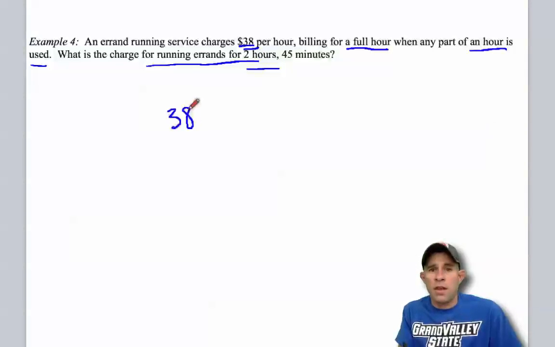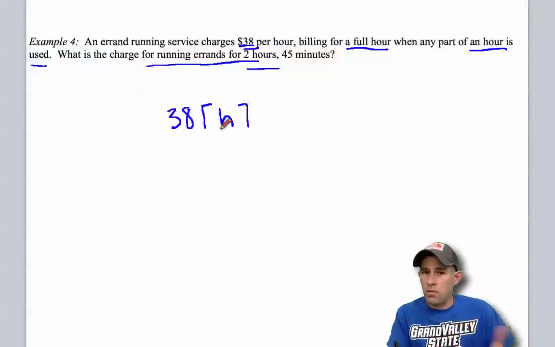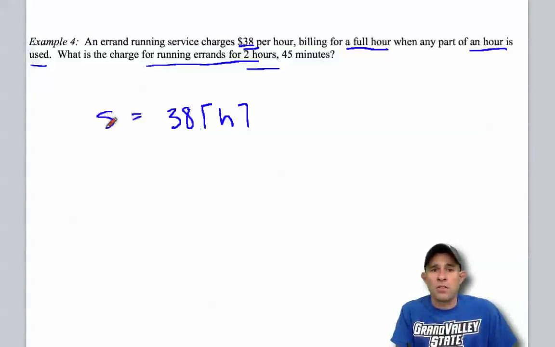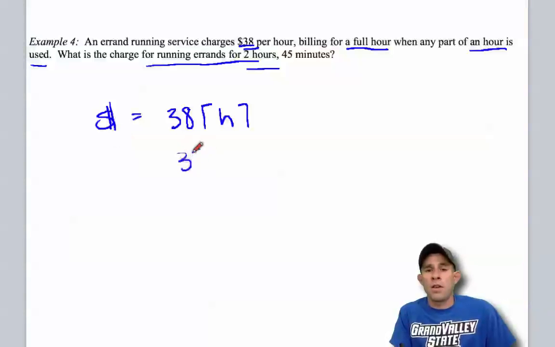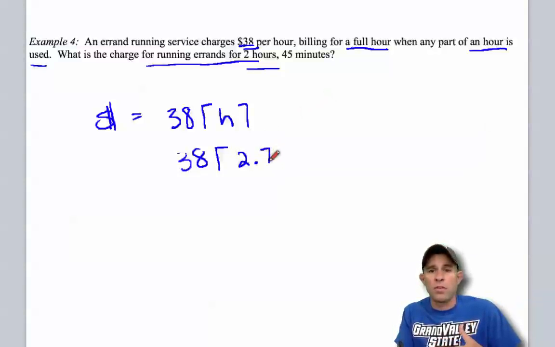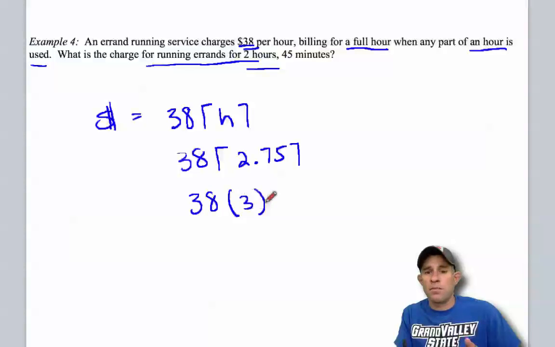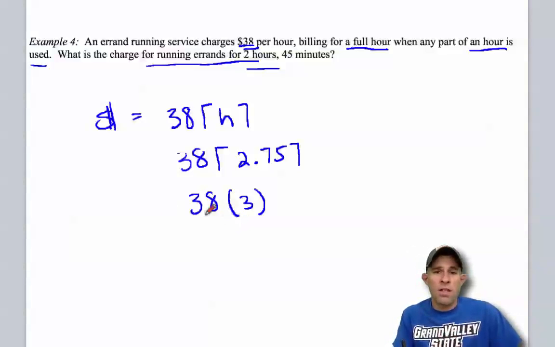So we have $38, and we are going to round up the number of hours that we are running errands for, and this gives us the total charge. In this case, we're going to take that 2 hours and 45 minutes, which is really 2.75 hours, and we are going to multiply that 38 times 3. We're going to round 2.75 up because we're going to charge them for a full 3 hours. That's 38 times 3, and that gives us $114 to run those errands.